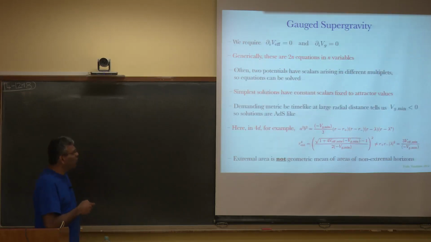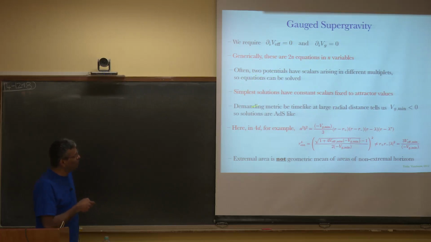Okay, so we looked at ungauged supergravity so far. Now we'll look at gauged supergravity. In gauged supergravity, we will require for our solutions to make sense that the effective potential and the gauge potential both need to vanish. So generically, there are 2n equations and n variables, but typically different scalars appear in these 2 different potentials, so you can in fact minimize both of them.